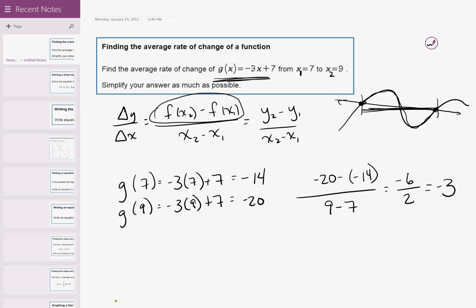And look, that's the same thing as the slope. Lines have a constant rate of change, so for any linear function, our average rate of change should be the slope.